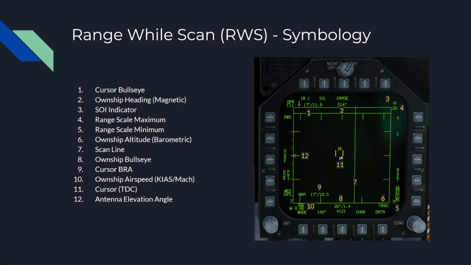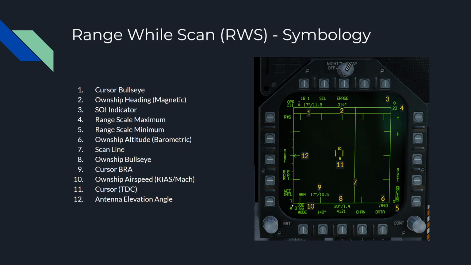9 is the cursor's BRA position. So bearing, range, and altitude relative to you. Right now the cursor is dead center of my scope. Makes sense. My scope is set to 20 miles. It's 017 from me. So if I turn to 017, that's where this is. Bearing, range is 10.5 nautical miles.